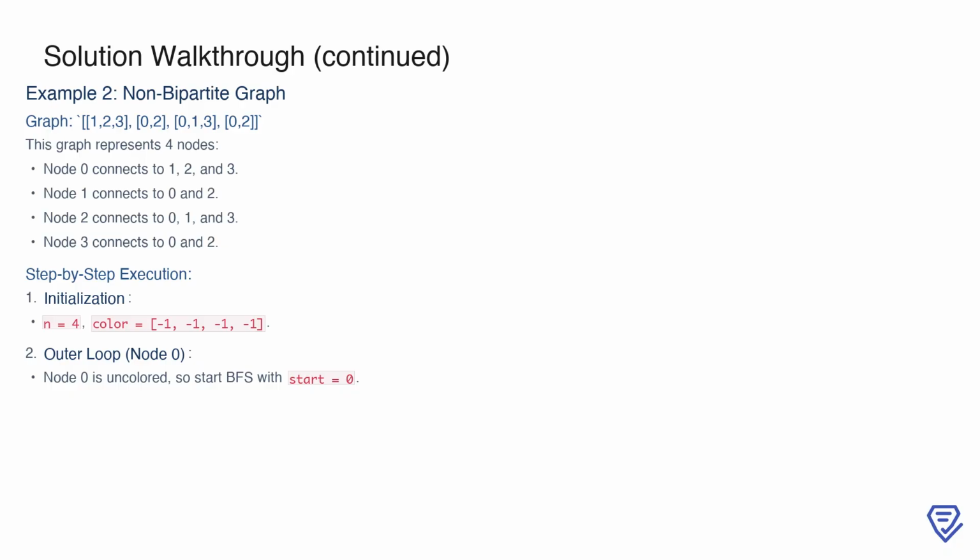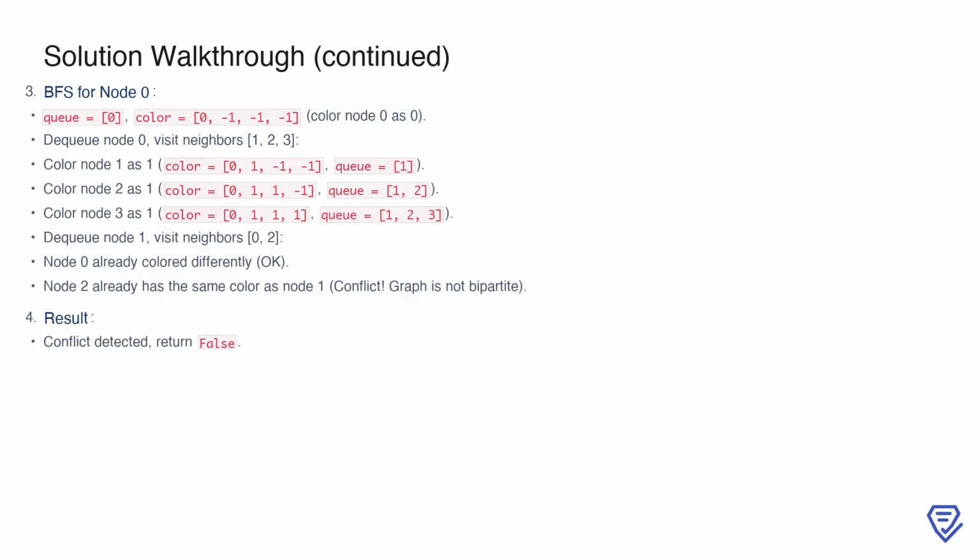Starting with node 0, which is uncolored, we begin our BFS with start equals 0. In the BFS for node 0, we initialize the queue with 0, and color node 0 as 0, updating the color array to 0, -1, -1, -1. When we dequeue node 0, we visit its neighbors, nodes 1, 2, and 3, and color each of them as 1. This updates the color array to 0, 1, 1, 1, and the queue to 1, 2, 3.